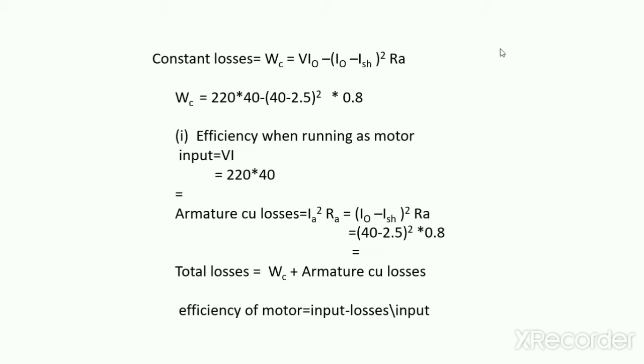Okay, first of all, what is the formula for efficiency? Therefore, efficiency is equal to output by input. Therefore, the efficiency of a motor. Okay, what is the formula? Output is equal to, okay, we know the input, that is V into I naught or the IL.